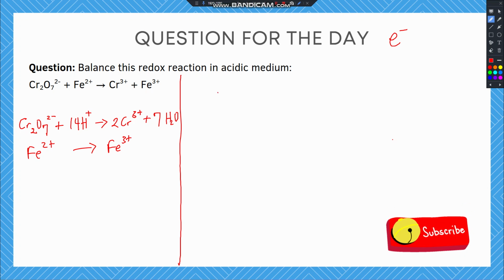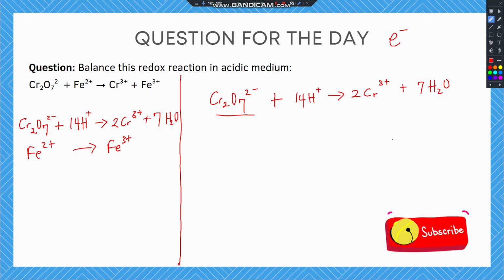For the first equation, we have Cr₂O₇²⁻ + 14 hydrogen ions yielding 2Cr³⁺ + 7 molecules of water. So to balance charges using electrons means we'll find out the total charge on the left hand side, find out the total charge on the right hand side, and to the part that is more positive we will add a sufficient number of electrons. So let's do that very quickly.